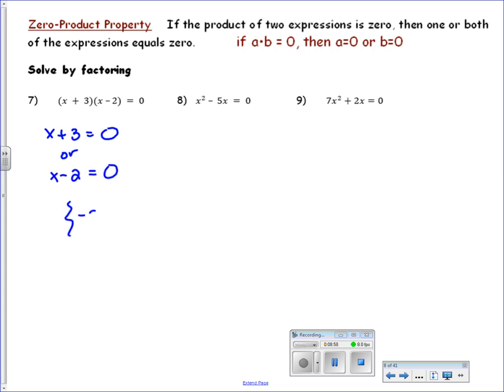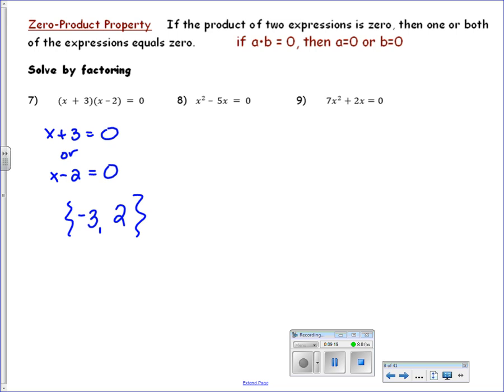So this one we'd subtract 3. So x would be negative 3. This one we'd add 2 to each side. There's my answer. So either x is equal to negative 3 or x is equal to 2. See how nice it is when it's already factored. So if something's factored, don't unfactor it. Next piece. This one in number 8, hopefully you notice they have something in common.